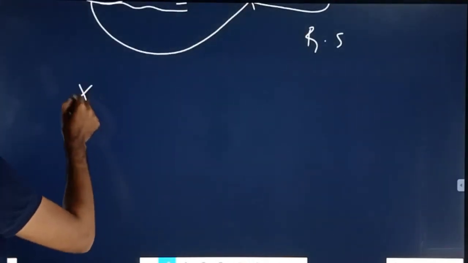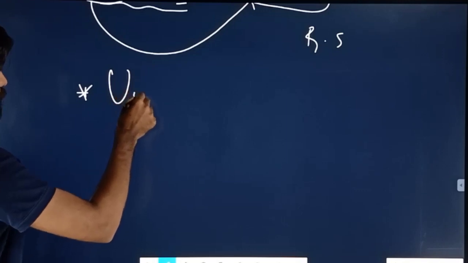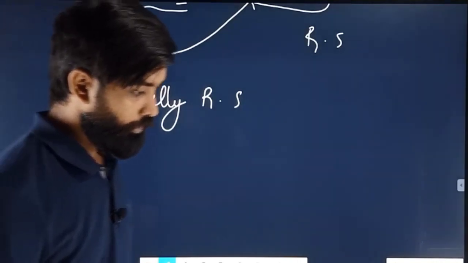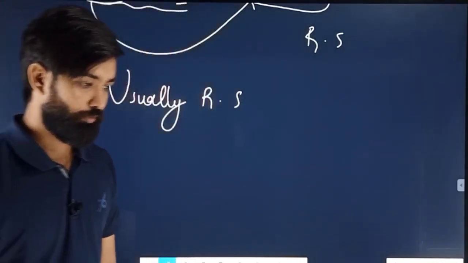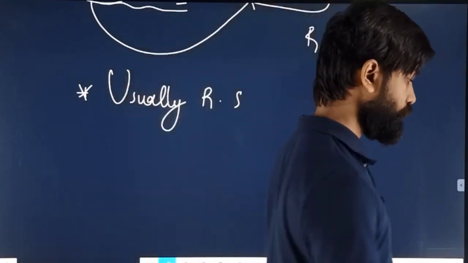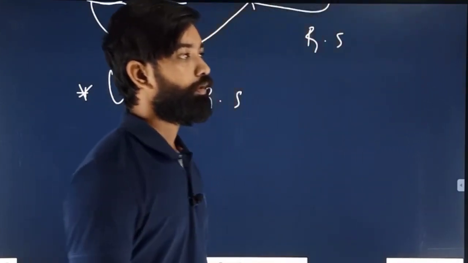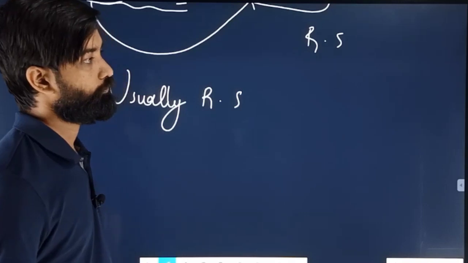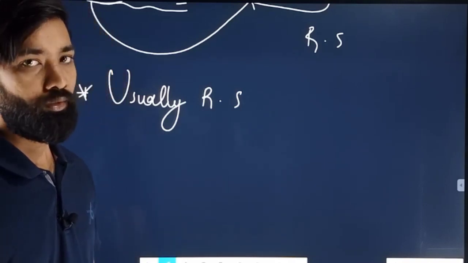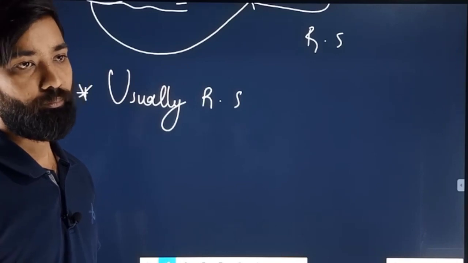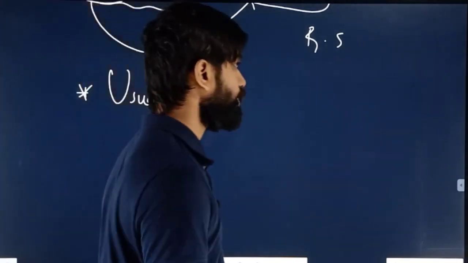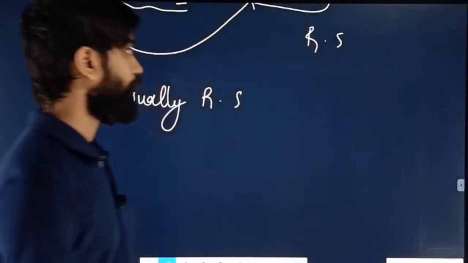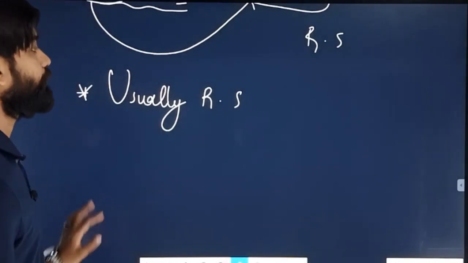Next point: usually resonance structures with less formal charge, stable octet, and electron pair on the more electronegative atom are relatively more stable than others.